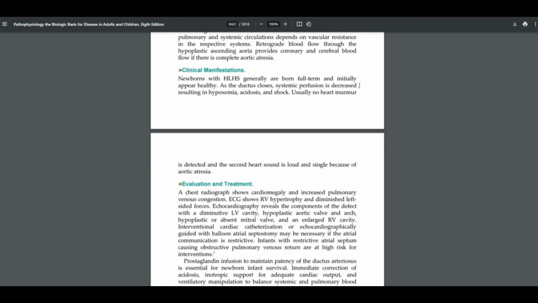Newborns with HLHS generally are born full-term and initially appear healthy. As the ductus closes, systemic perfusion is decreased, resulting in hypoxemia, acidosis, and shock. Usually no heart murmur is detected, and the second heart sound is loud and single because of aortic atresia.